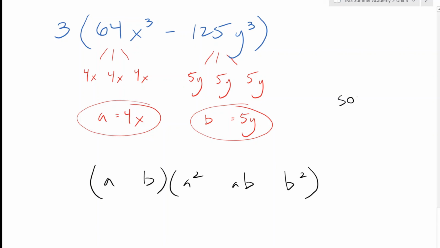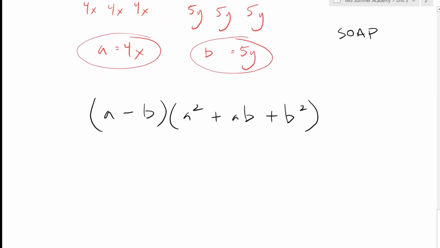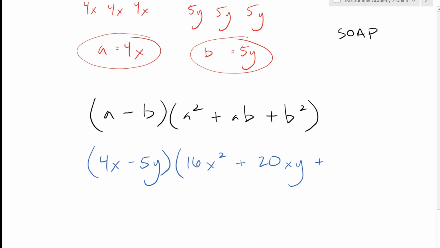Using SOAP on my original here, it's subtraction, it's difference. So same sign, opposite sign, always positive. Let's plug it in. 4x minus 5y. All right, square a. So we got to square both. So that's 16x squared. A times b, 4 times 5 is 20. We still have an x times a y. Plus b squared, square both, the 25 and the y.